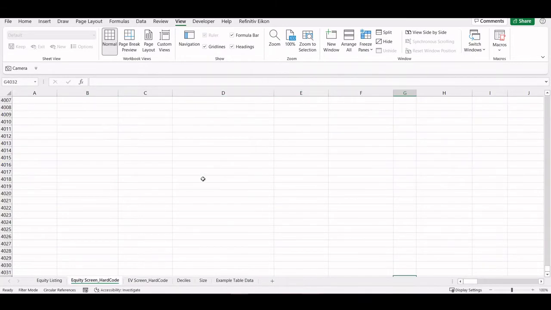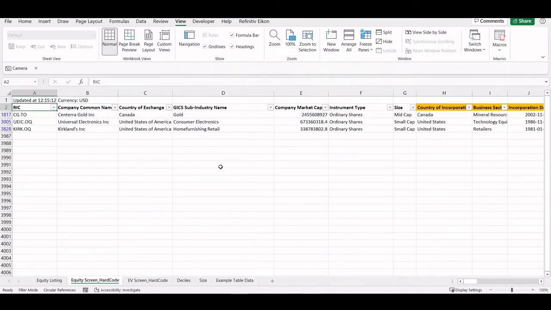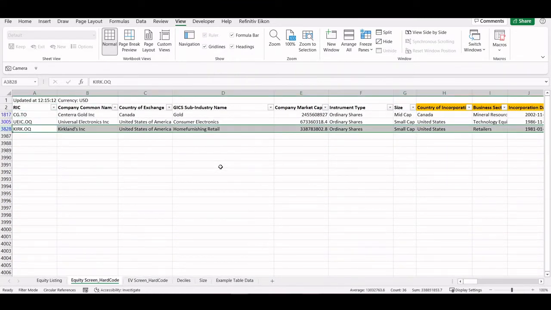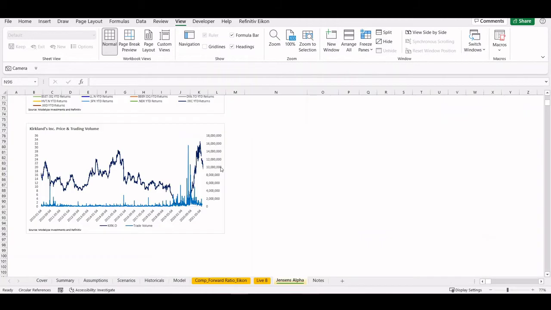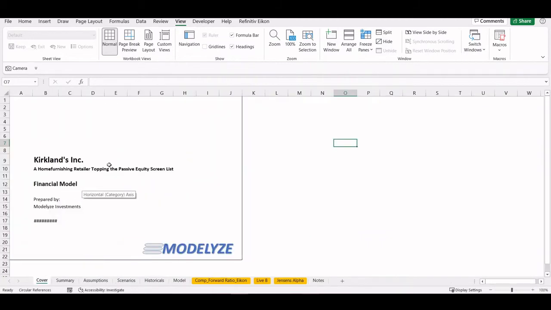Today, we're going to go through the companies that have come out of the equity screen. And the specific company that we're going to look at is Kirkland's, given the pandemic and the home furnishing retail. The home furnishing retail sector has been one of the discretionary retail sectors that have been significantly impacted by COVID-19. So it's interesting to see if the companies in this sector would make a suitable post-pandemic trade. So let's go through Kirkland's, a home furnishing retailer that's topped the passive equity screen list.